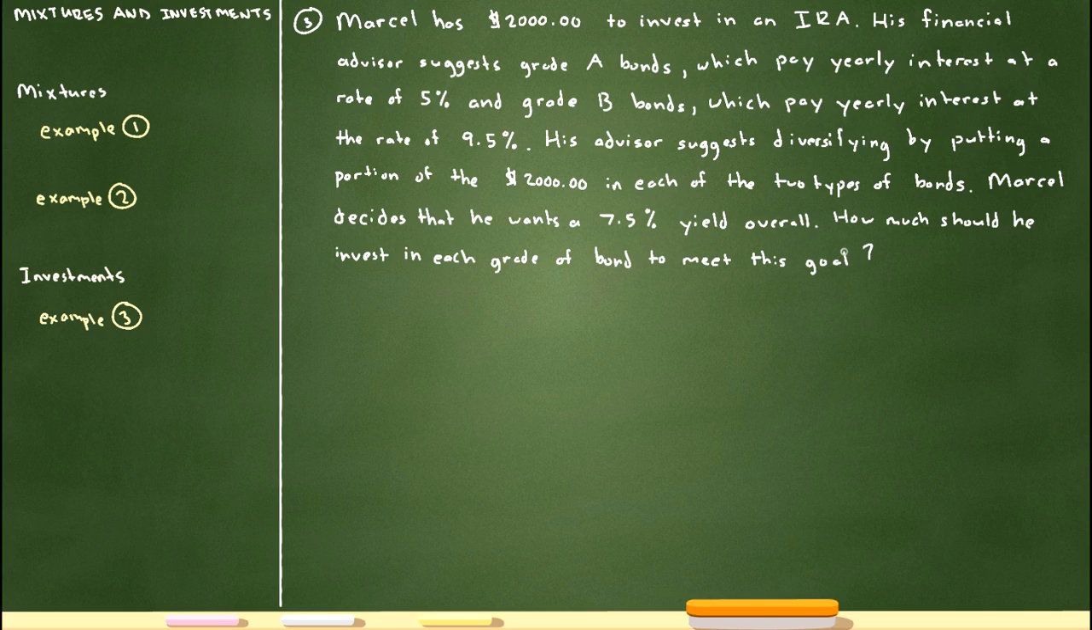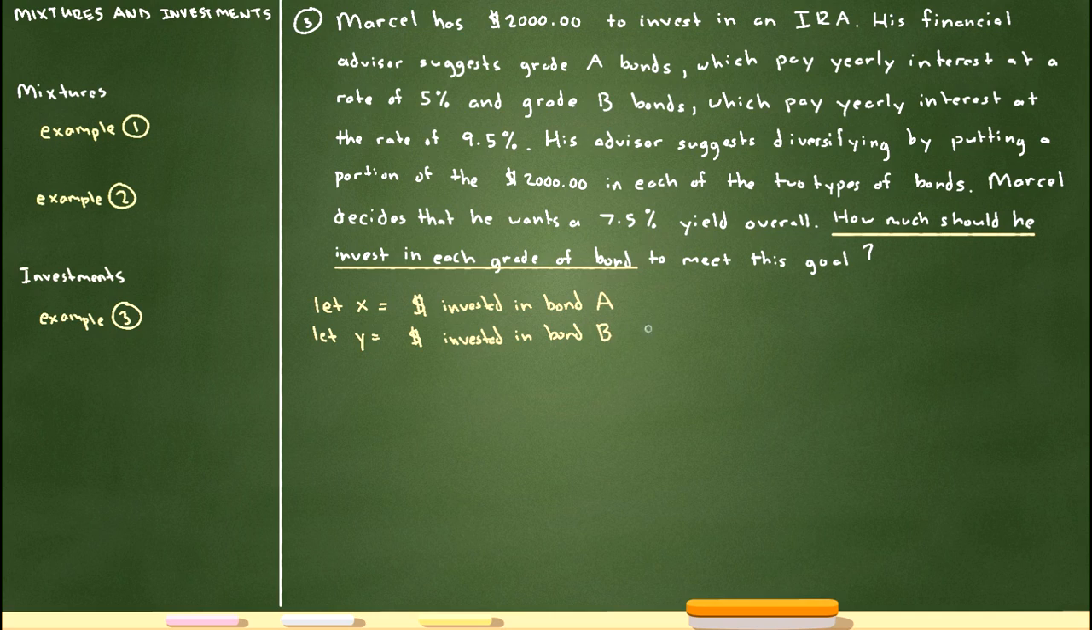Now, again, as in example 1 and 2, I suggest if you want to name your variables, take a look at what they're asking for. In this case, how much should he invest in each grade of bond? So, like in the previous cases, we would say let x equal the money invested in, let's have this be bond A. And what do you think y would be? Let y be the money invested in bond B.